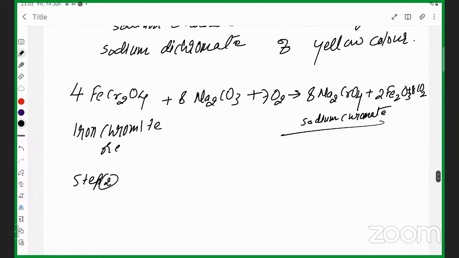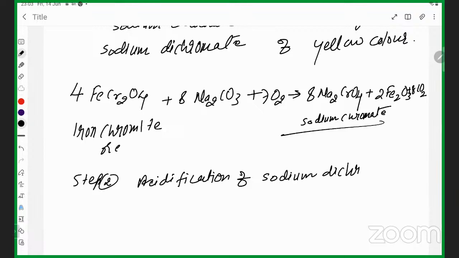Acidification of sodium dichromate to give sodium chromate. Sodium, not dichromate. This is the sodium chromate, Na2CrO4, only one Cr is there. Sodium chromate to give sodium dichromate.